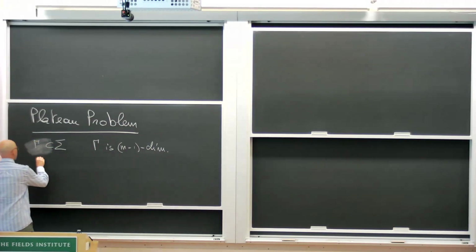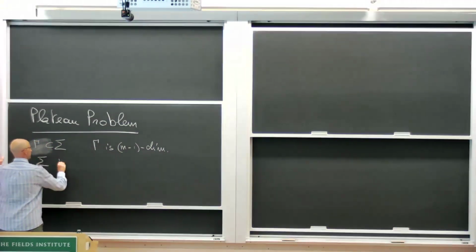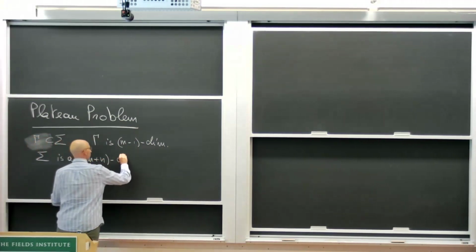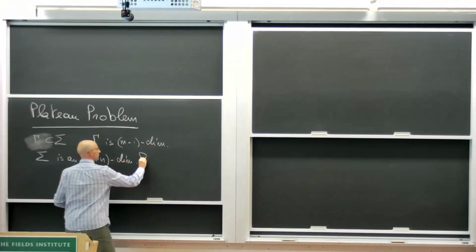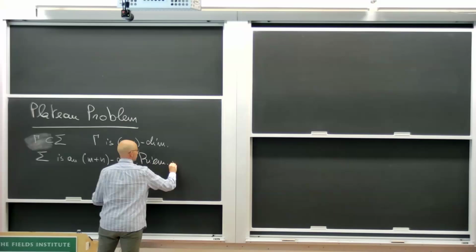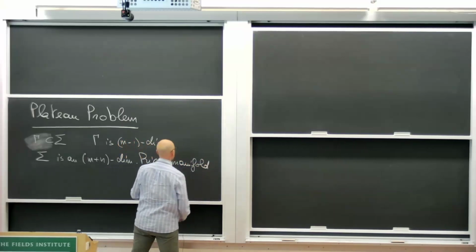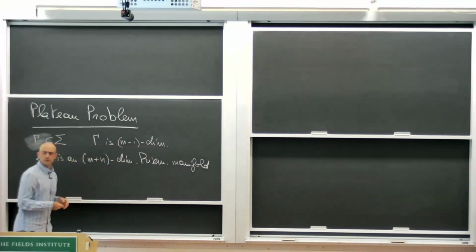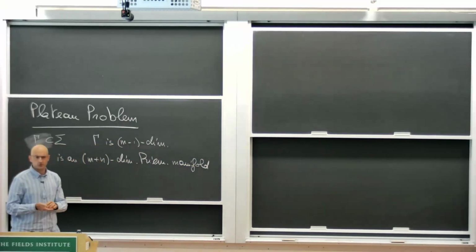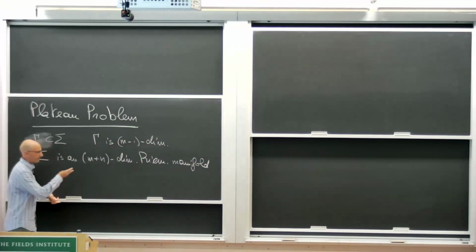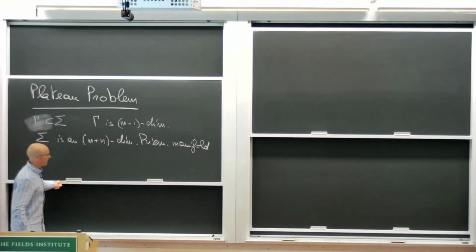And then you have an ambient space sigma, and sigma is an (m+n)-dimensional Riemannian manifold. Think about it as smooth as you like, probably even closed if you want. It's not necessarily going to be closed. You can maybe just assume completeness, but if it's closed, it's maybe going to make my life easier.